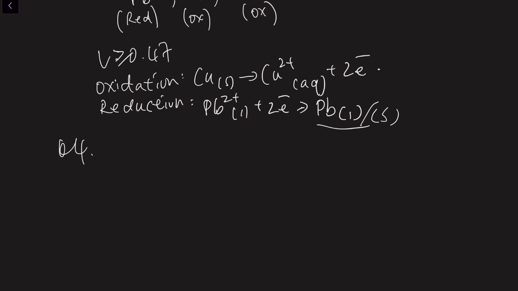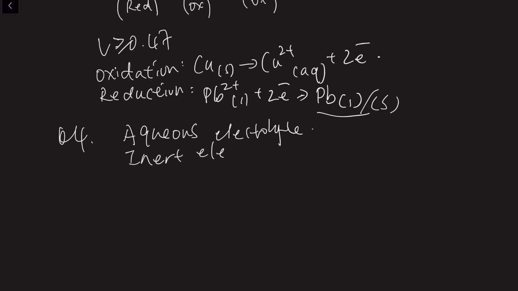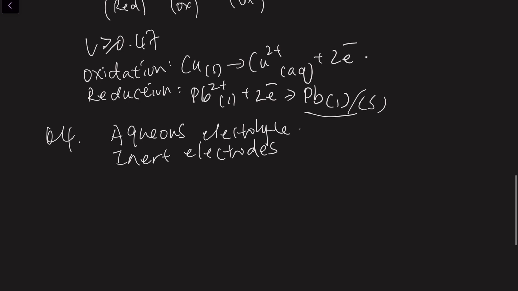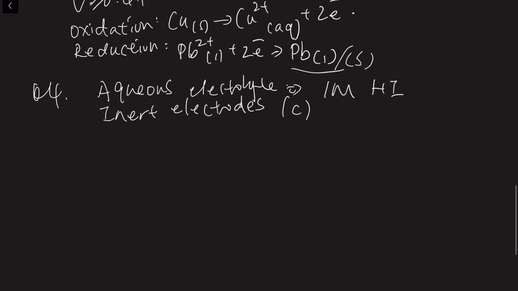Now for question 4. We have aqueous electrolyte, inert electrodes. So the electrolyte is 1 molar HI, and the electrode is carbon. Because we have aqueous electrolyte, we now have water present.